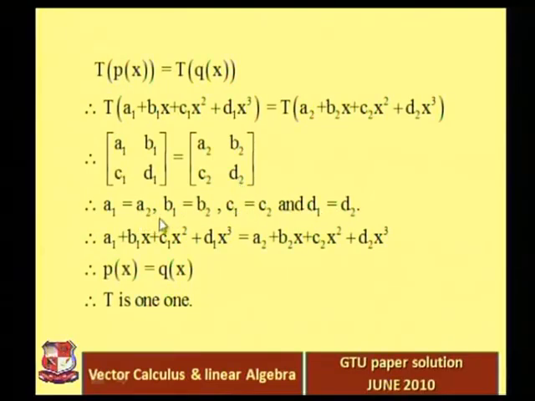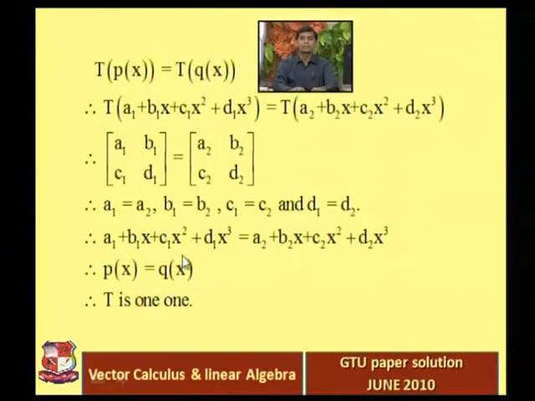Now since A1 is equal to A2, B1 is equal to B2, C1 is equal to C2, and D1 is equal to D2, we can say that A1 plus B1x plus C1x square plus D1x cube is equal to A2 plus B2x plus C2x square plus D2x cube. This is Px and this is Qx, so Px is equal to Qx. So we started with T of Px is equal to T of Qx and got Px is equal to Qx, and that is why T is 1-1.